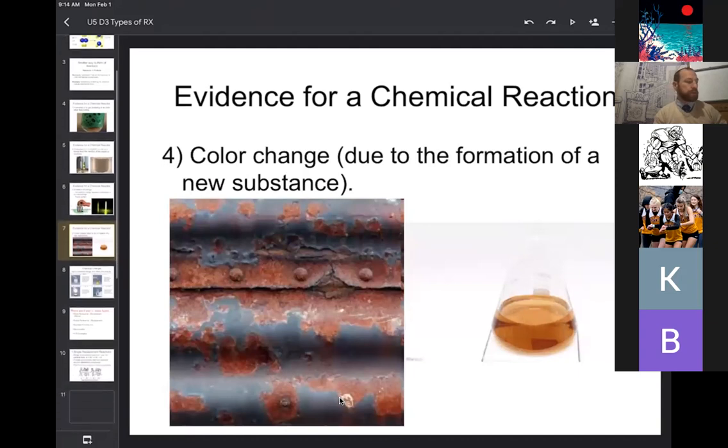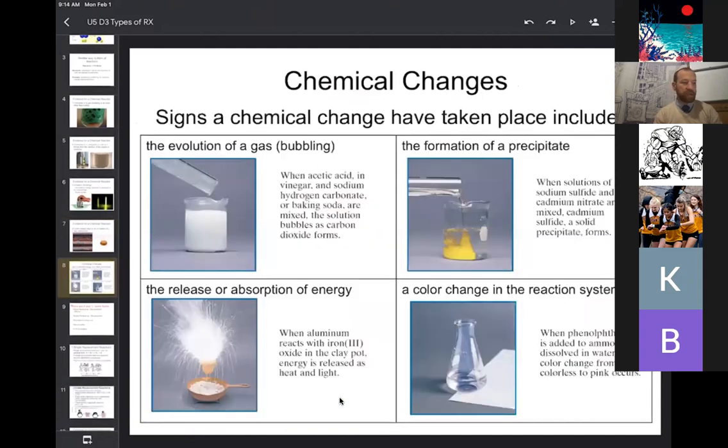So, as a summary, for those of you taking notes, and I was going pretty fast there because I knew that this slide was coming up. We have four signs of chemical reaction. The first one, we have the evolution of a gas. It bubbles. The second one, we have the formation of a precipitate. That means that we have two liquids combined and a solid forms.